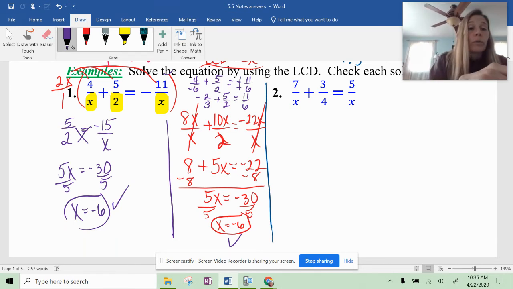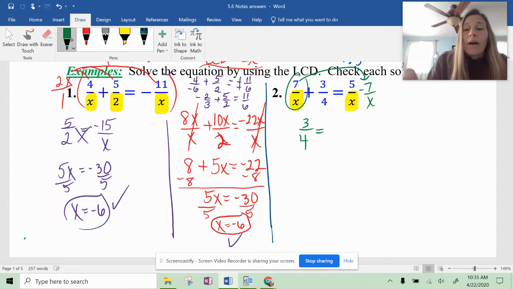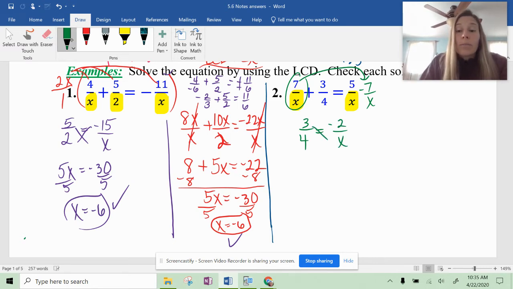So number 2, we're going to do the same thing. I'll do it both ways. So again, we have 3 different terms or fractions or rational expressions here, but 2 of them do have that same denominator. So if I just subtract that 7 over x here, then I have 3/4 equals 5 minus 7, which is negative 2, over that common denominator of x. Then I just simply cross multiply. So 3x equals negative 8. Divide by 3, x equals negative 8 over 3.